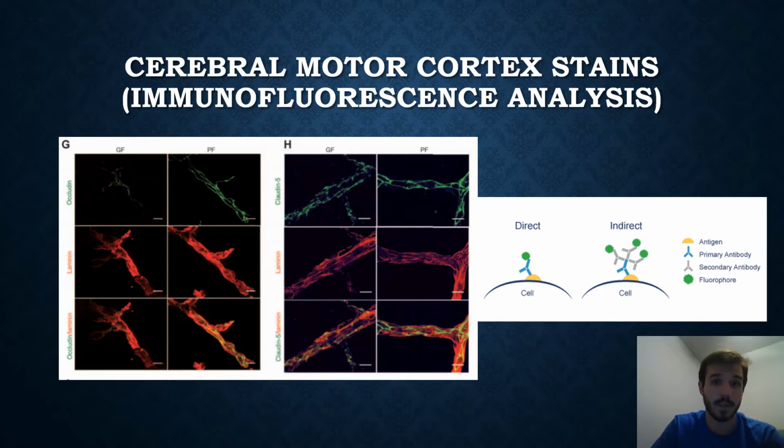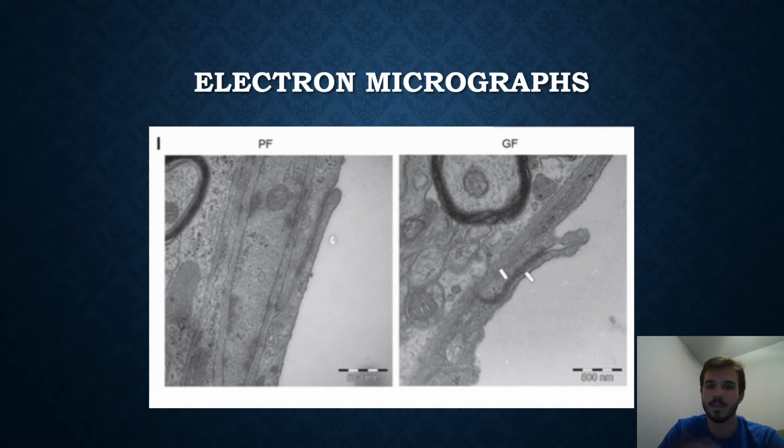These images confirm that there are fewer antibodies in germ-free mice to connect to occludin, laminin, and claudin-5. Meaning that these tight junction proteins aren't being expressed as much in germ-free mice, while they are being expressed more in pathogen-free mice, which means that they have that tighter junction, which is exactly what you want. And then this is an electron micrograph, simple electron microscopy, looking at something really small here.